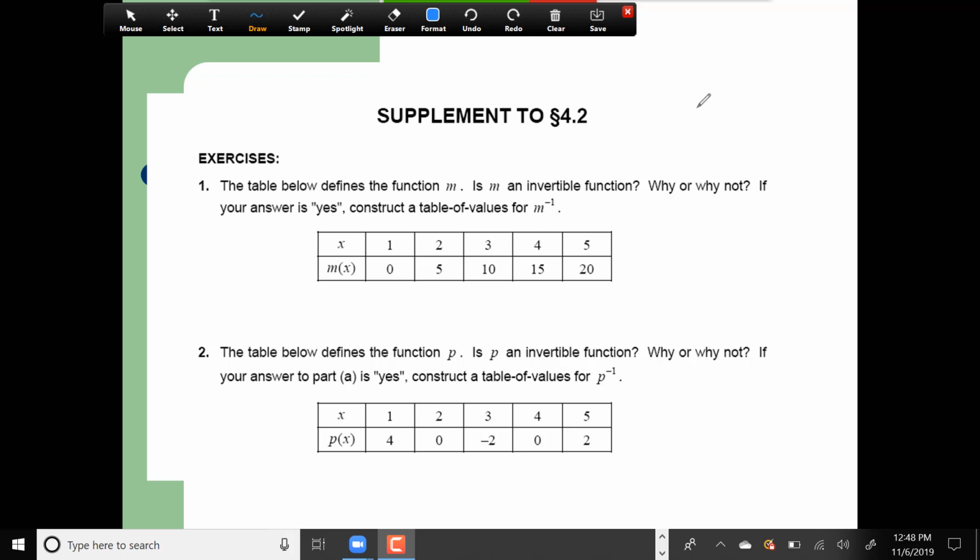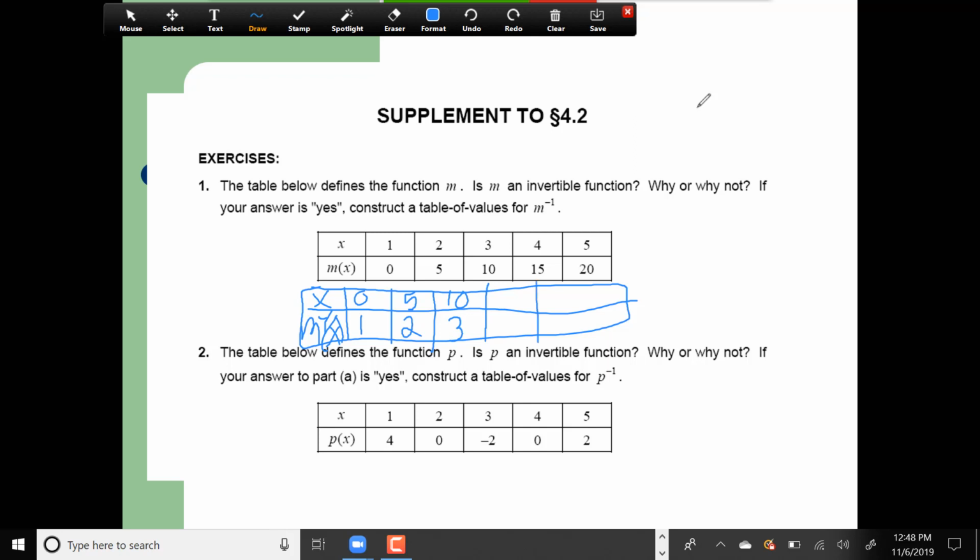To construct a table for the inverse, notice the m with the little -1, that's the inverse. You would basically just draw a table, and you would still have x, but you would have the inverse of x in your second row, and then all your x's and y's just swap. So your first point here, instead of 1, 0, is 0, 1. Your second point, instead of 2, 5, is 5, 2, because the inverse has the x's and the y's reversed. And so the next one would be 10, 3. The next one would be 15, 4. And the next one would be 25. So that's how you would do that.